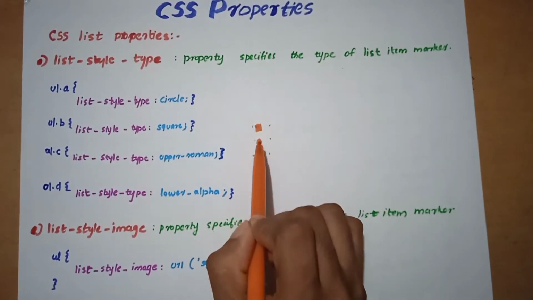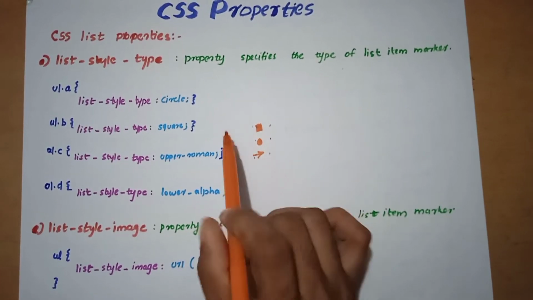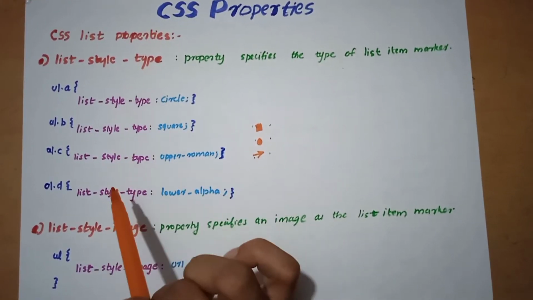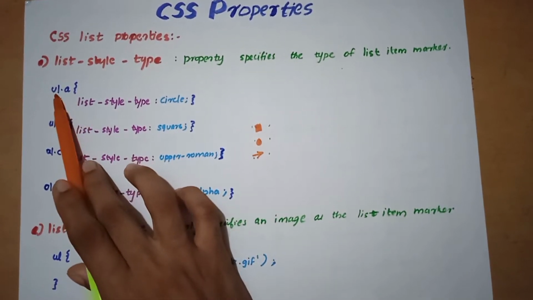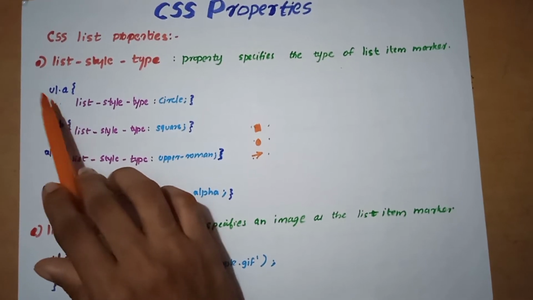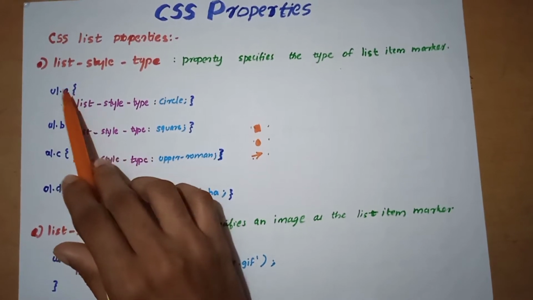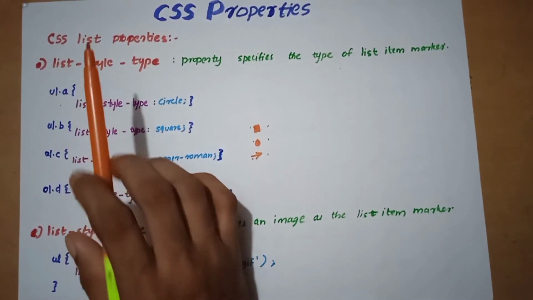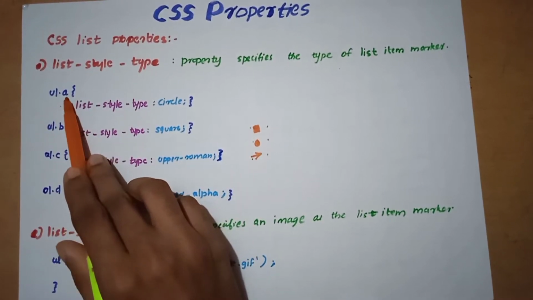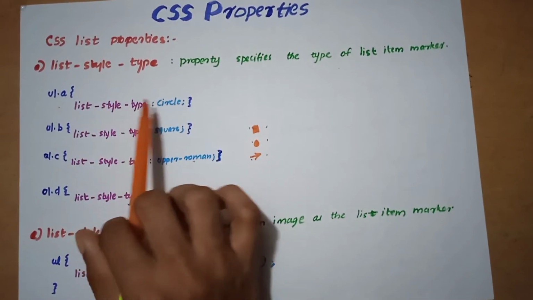In order to use these different types of list markers, we use the list-style-type CSS property. So let's see how this is normally defined. As you can see here, ul means this is an unordered list. This dot indicates a class selector with the class name a. Whatever I write inside my body along with class equal to a will be represented in the list-style-type of circle.